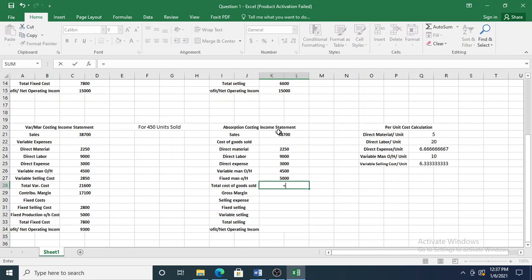And we're going to add this together, plus this, plus this, and we get this amount. This is the total cost of goods sold, and the gross margin is sales minus this.